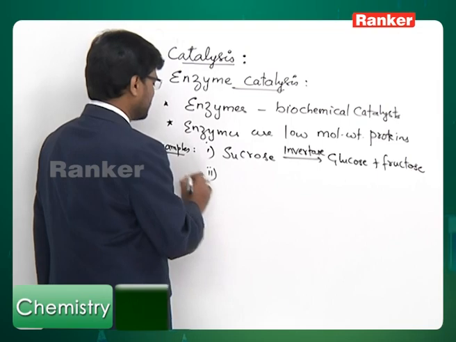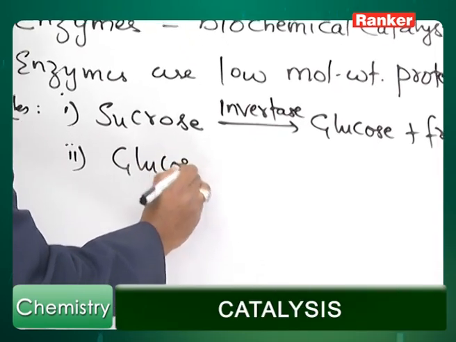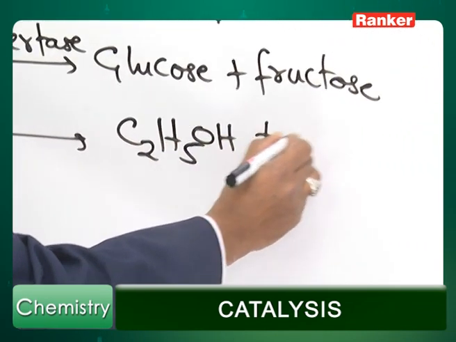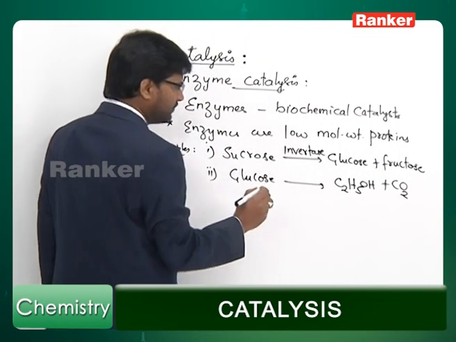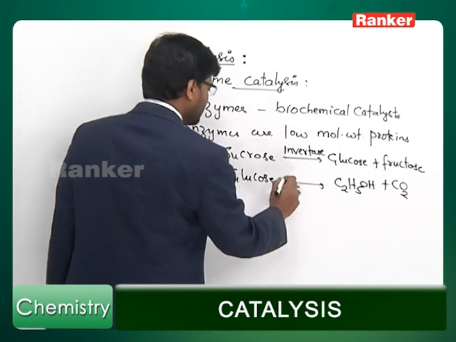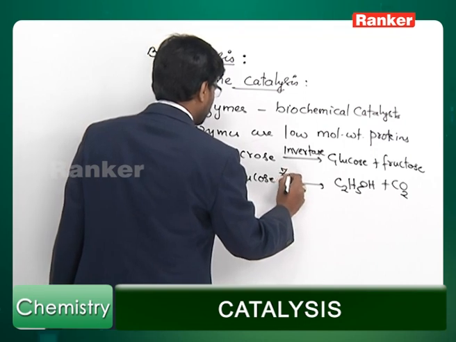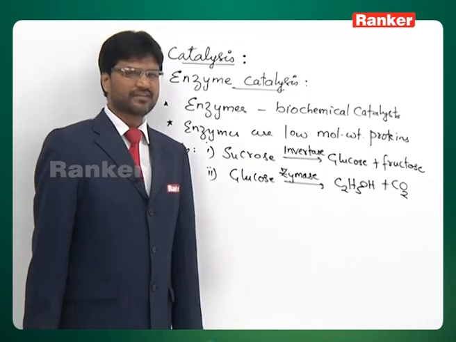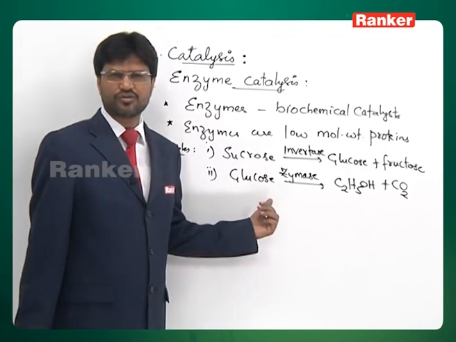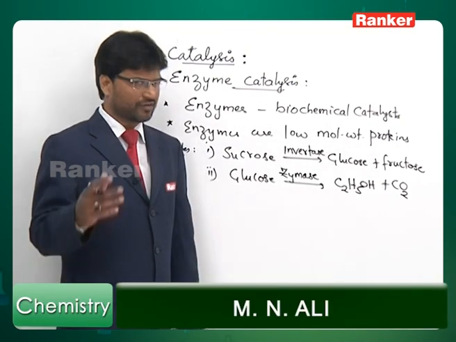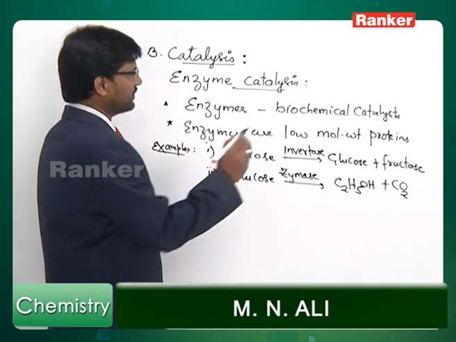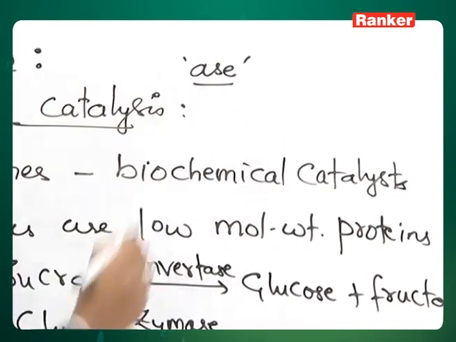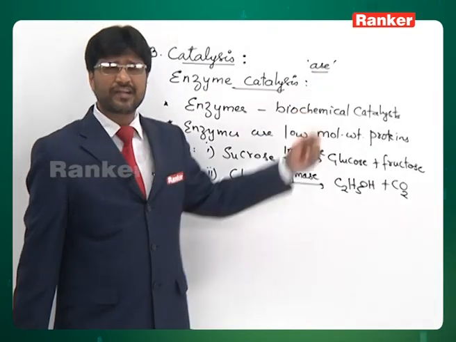Another example of an enzyme catalyzed reaction: glucose breaks up into ethyl alcohol and carbon dioxide. This reaction is called fermentation. It's an example of fermentation, and the enzyme responsible for this transformation is zymase. Zymase enzyme catalyzes the transformation of glucose into ethyl alcohol, and carbon dioxide is produced in this reaction. I would like to tell you one thing. There is an important suffix which appears in the names of most enzymes. The name of an enzyme generally ends with ase.